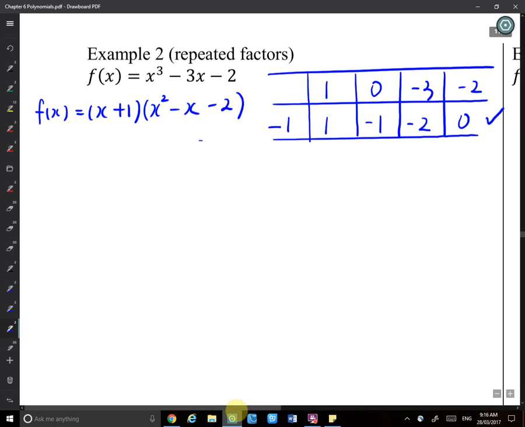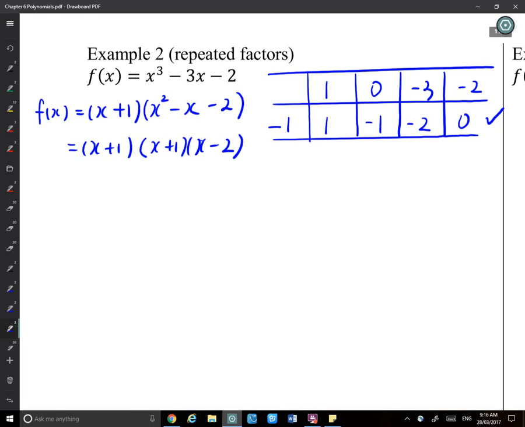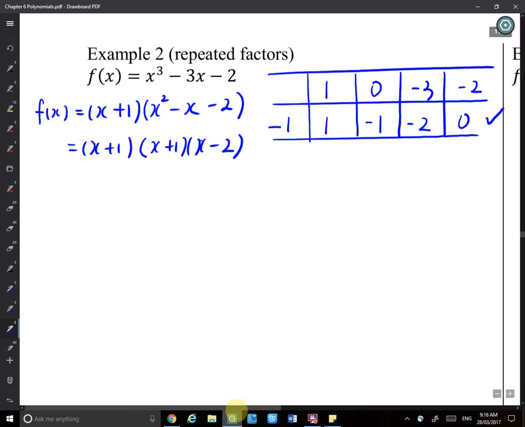To factorize this, for -2 you have 1 and 2. You want a -1, so you need a -2. So it's x plus 1 and x minus 2. Okay, -2 plus 1 is -1, and 1 times -2 gives you -2. So you have repeated factors.